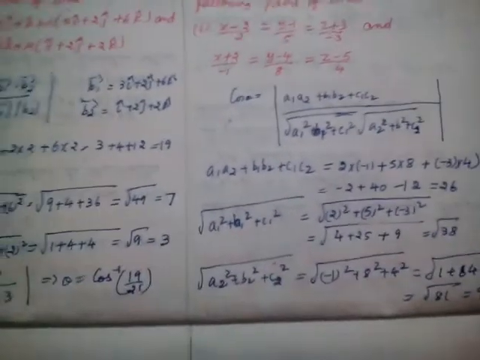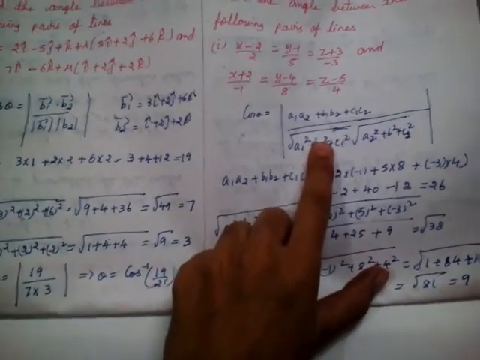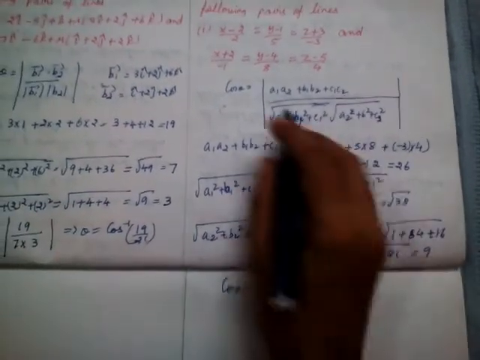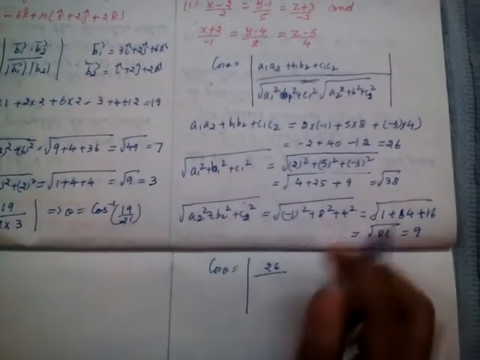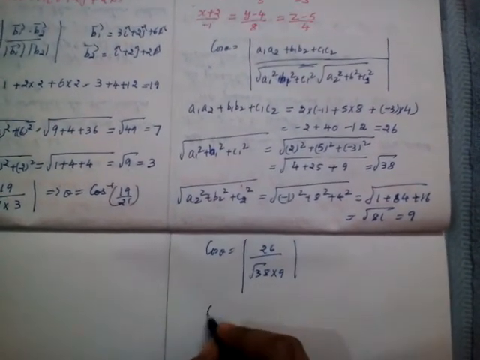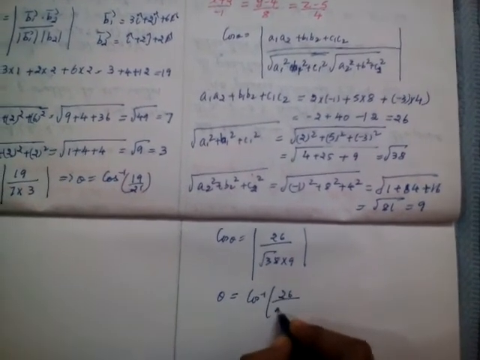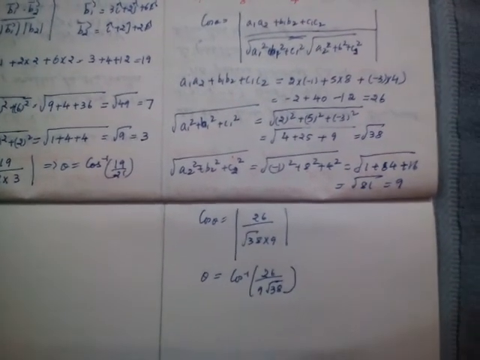So now we need to substitute all these values in this formula to get the value of theta. So from here, cos theta is equal to modulus of 26 divided by root 38 into 9. So theta is equal to cos inverse of 26 by 9 root 38. Thank you.